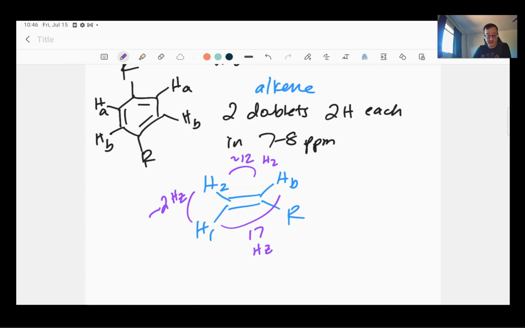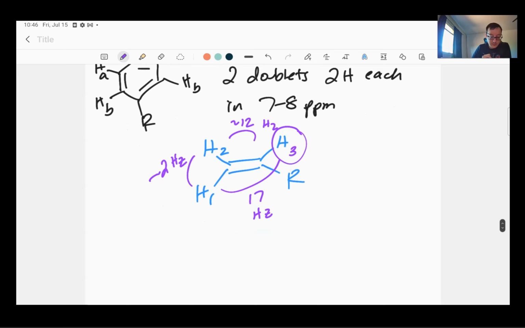If we look at it, HB is going to have the largest 2 coupling constants. Between H2 and H3, we have 12 and 2. Between H1 and H3, we have 2 and 17. So if we're looking at the splitting, we see that B is really split apart, which tells us we probably have the bigger coupling constants there.